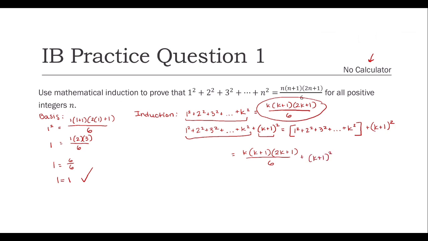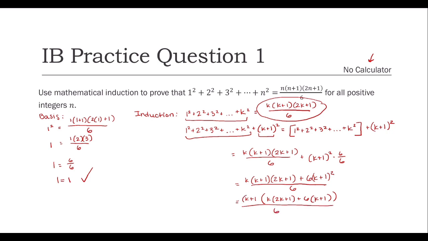So we need to create a common denominator by multiplying our second thing by 6 over 6. So we'll multiply this by 6 over 6. So this gives us k times k plus 1 times 2k plus 1 plus 6 times k plus 1 squared, all over 6. So we can factor out a k plus 1. So we get k plus 1 times k times 2k plus 1 plus 6 times k plus 1, all over 6. And this k plus 1 is in parentheses.